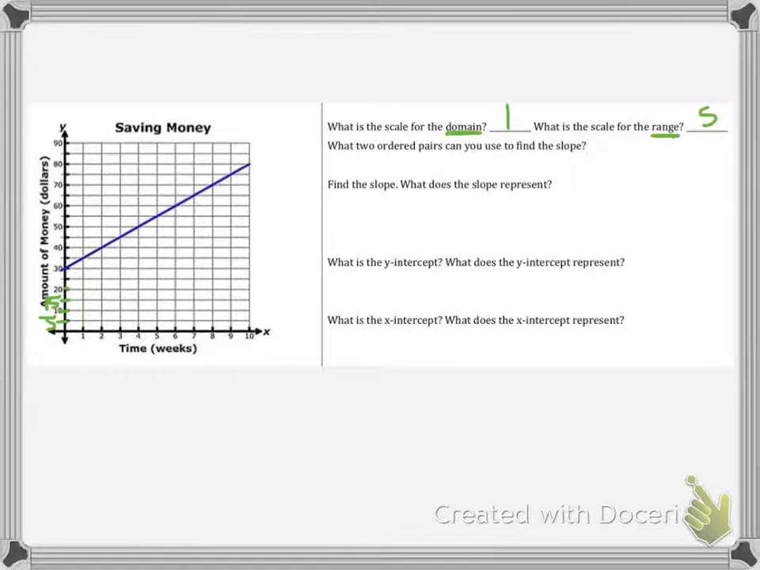Okay, what two ordered pairs can you use to find the slope? Remember, just choose two that are good. And it looks like most of these are pretty good. I'm just going to choose that guy and this guy right here. So that first one is 3, 45. And I'll rewrite that here. And that second point is 6, 60.